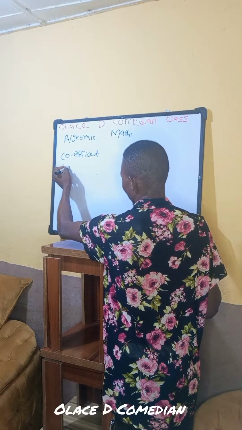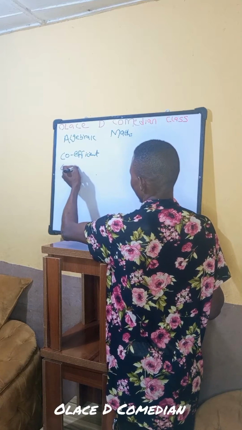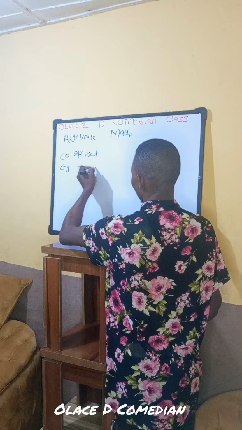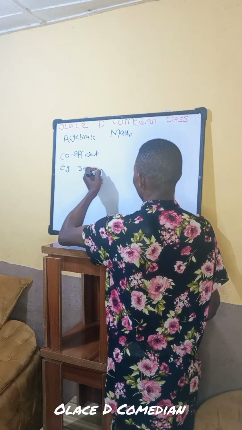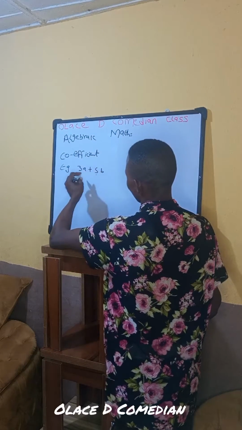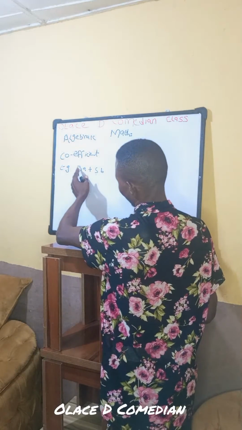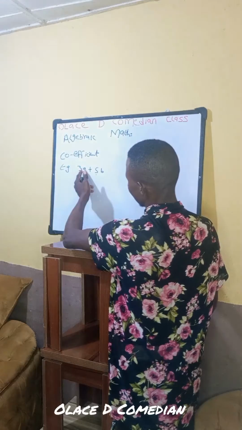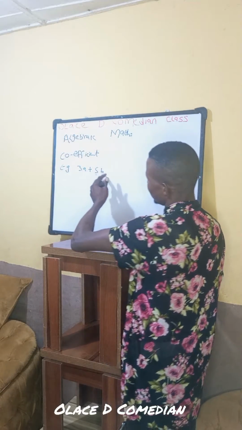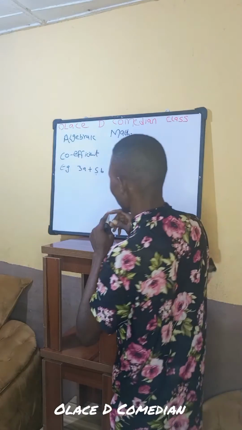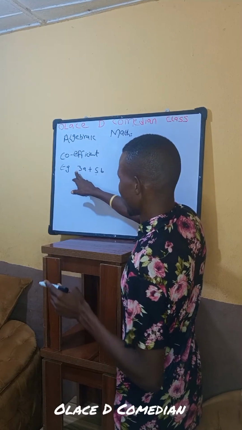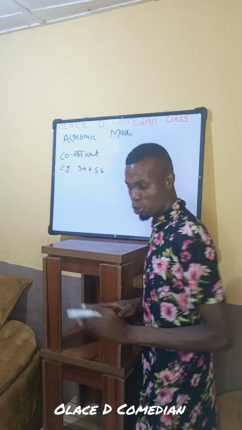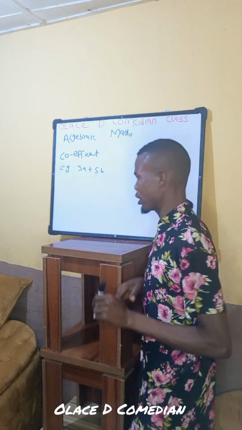For example, we say 3a plus 5b. This 3 is a coefficient. This 5 is a coefficient. While this a is a letter, this b is a letter. This is what we mean by coefficient. It's a numerical number, while this a is a letter. That is what we mean by coefficient in mathematics.